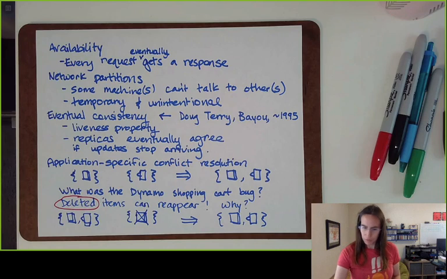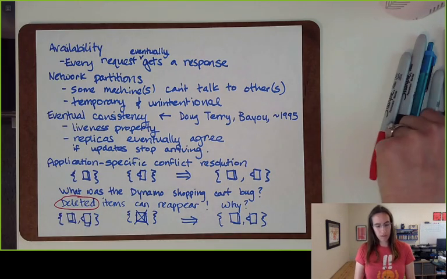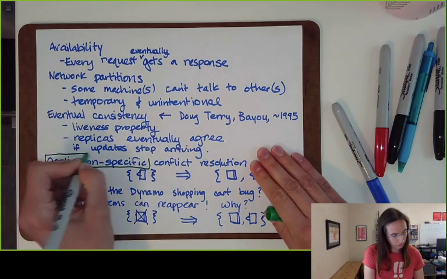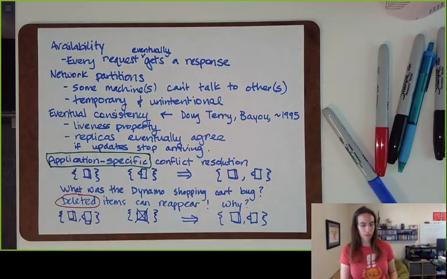Okay, so Dynamo, of course, gets used for all kinds of things other than shopping carts. So set union doesn't always make sense to do. So they let you provide your own conflict resolution mechanism. This is just one particular example of a conflict resolution mechanism that you could plug in and use with Dynamo. That's why we call it application specific, right? This is what might make sense for the shopping cart service, but for something else, some other mechanism might be better. You get to specify it on your own.